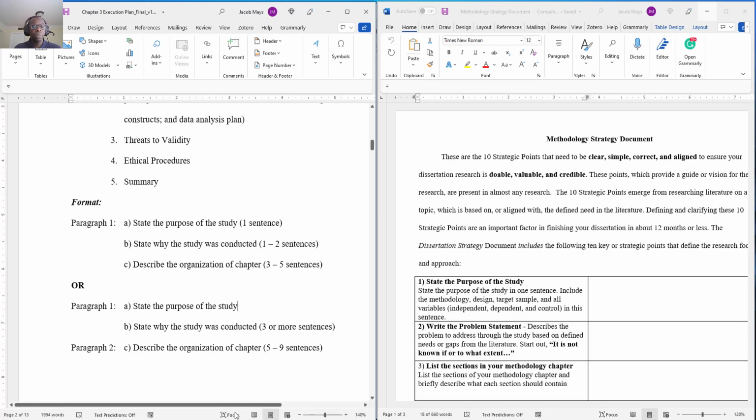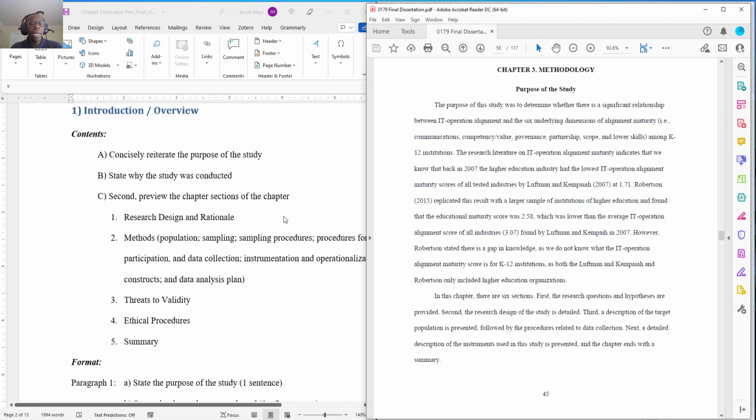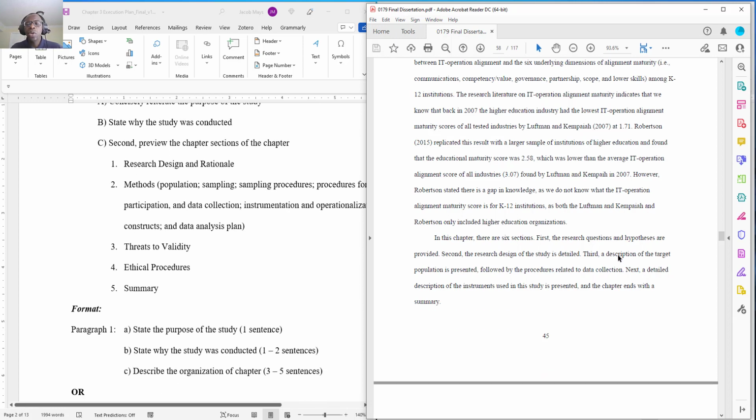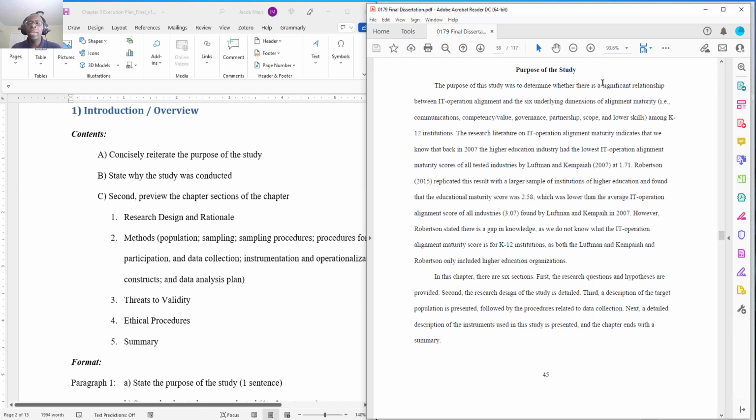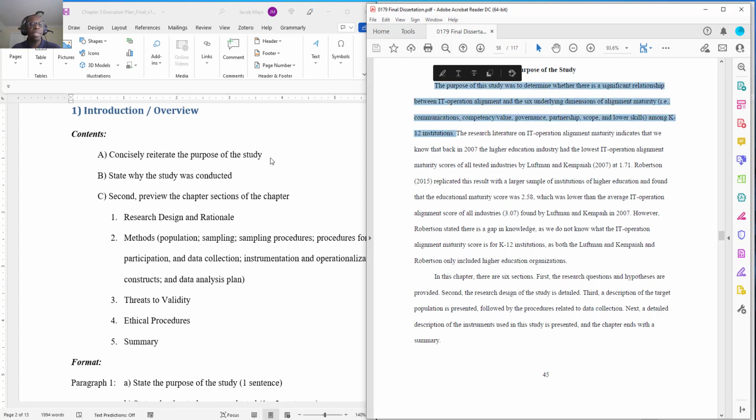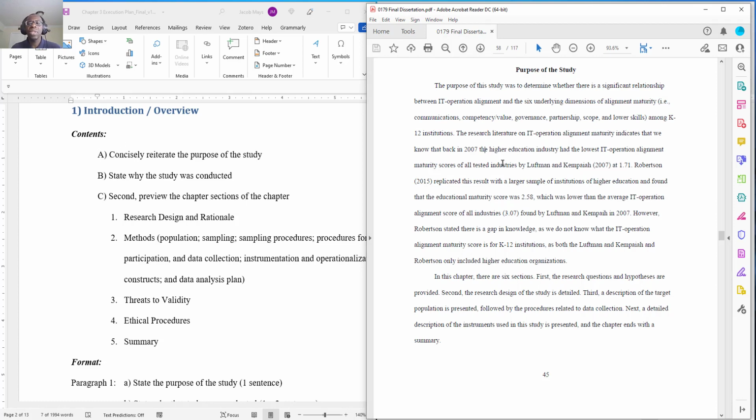So let's look at an example from an actual dissertation. Okay. This person uses a 2 paragraph format. So they start out with: the purpose of this study is to determine whether there is a significant relationship between IT operation alignment and the 6 underlying dimensions of alignment maturity, among K through 12 institutions. All right. So that's their purpose statement. That's this right here. All right. Now they go into stating why the study was done.